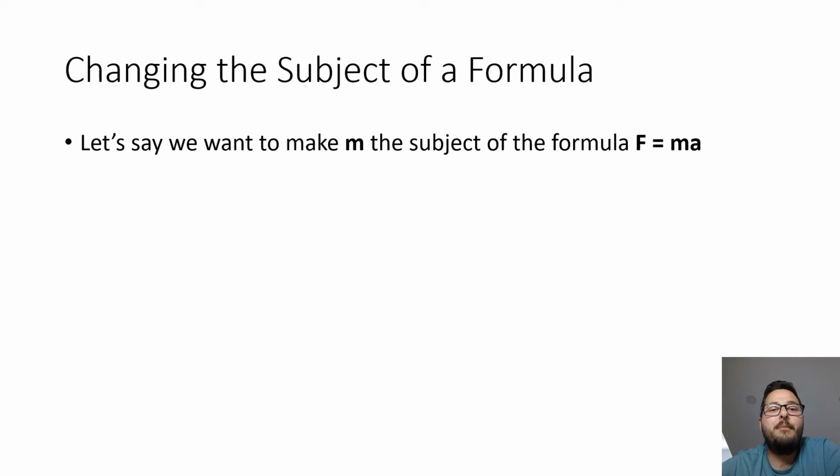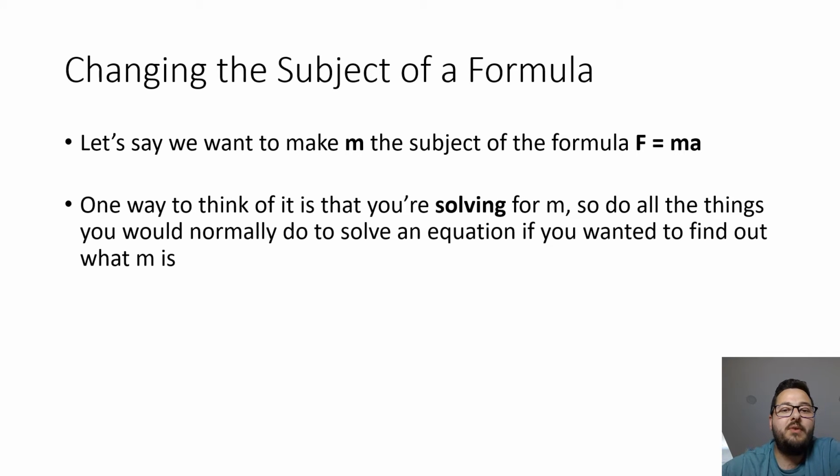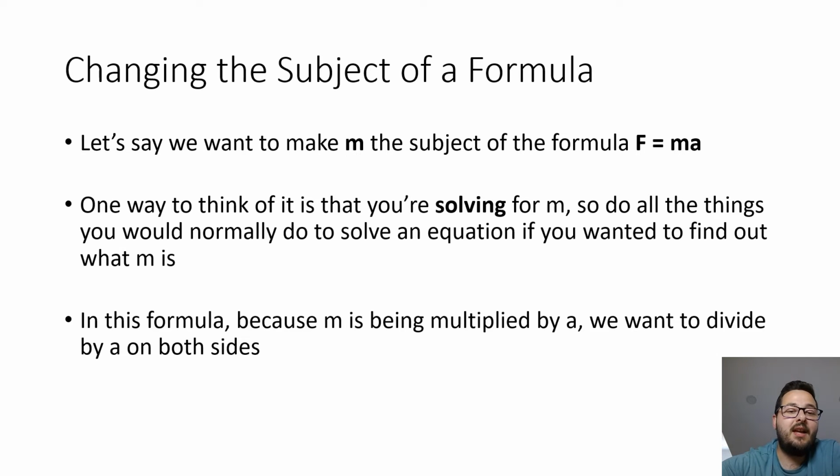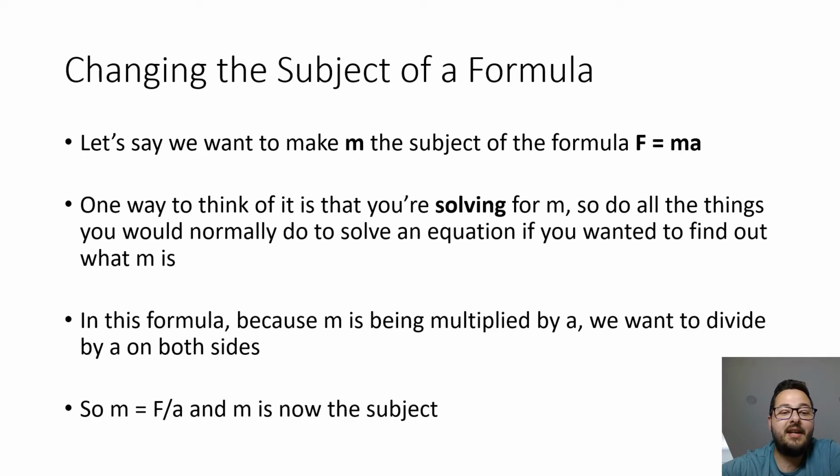Let's say we want to make M the subject of the formula F equals ma. Well, what we want to do is think about solving it. Imagine that these are numbers and we just want to solve for M. So you do all the things that you would normally do to solve an equation. Here, because M is being multiplied by A, we want to divide by A on both sides. So you end up with M equals F divided by A, and now M is the subject.